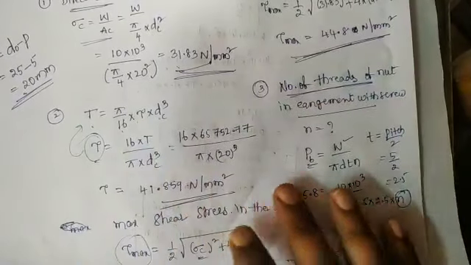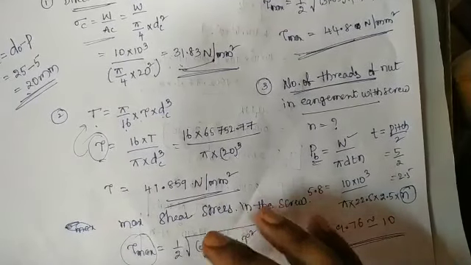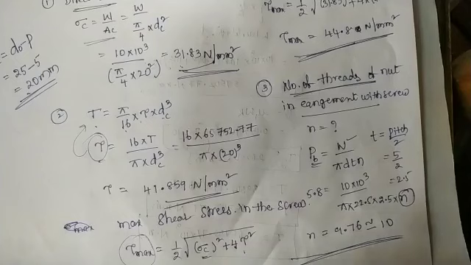These are all formulas available in the data book. The data book page number is 9.17, Jalaluddin book.